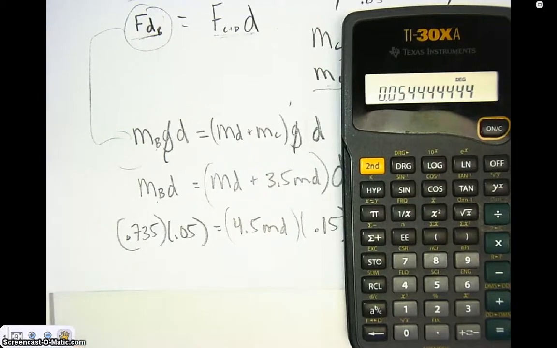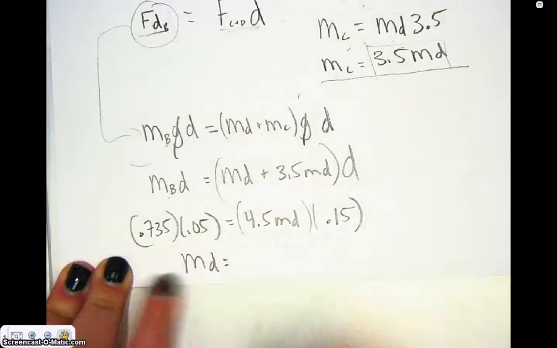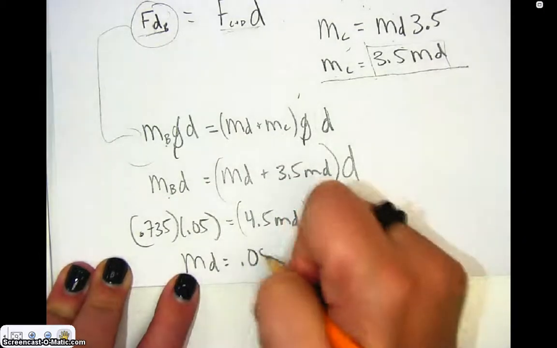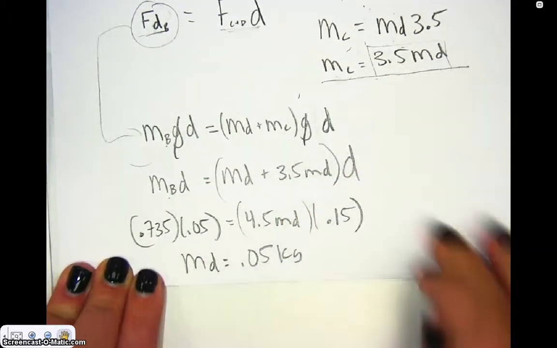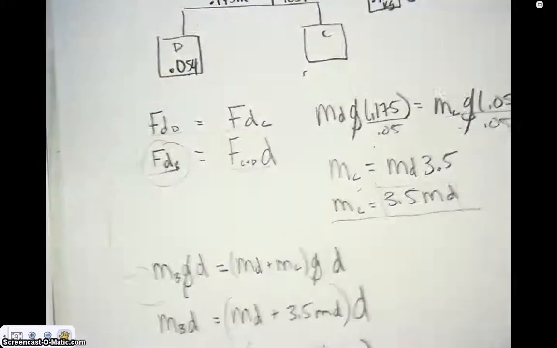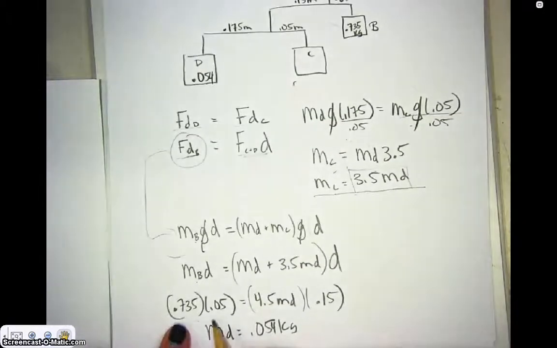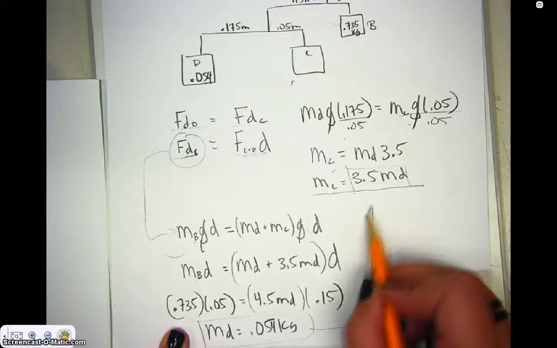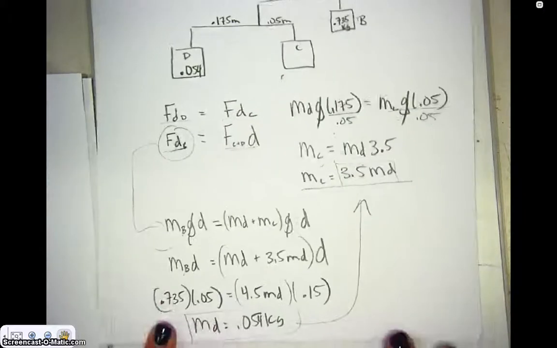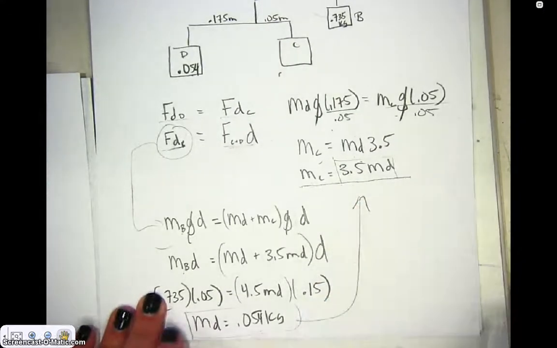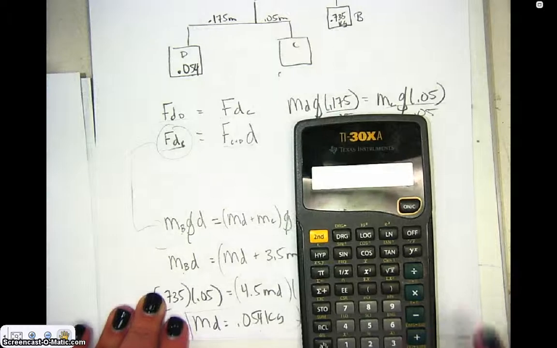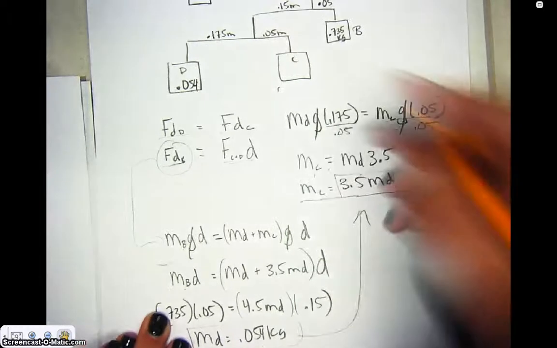And I get the mass of D is equal to 0.054 kilograms. If I go back up here, I can label this 0.054 kilograms. Now, if I have MD, I can find MC. I just need to multiply MD by 3.5, and it'll give me MC. Times 3.5 gives me 0.19.